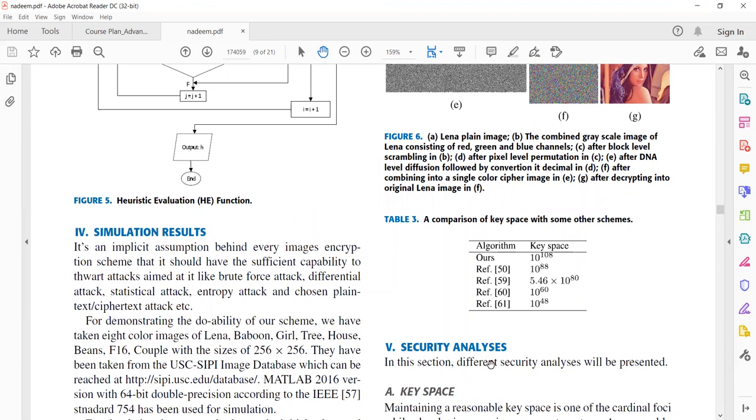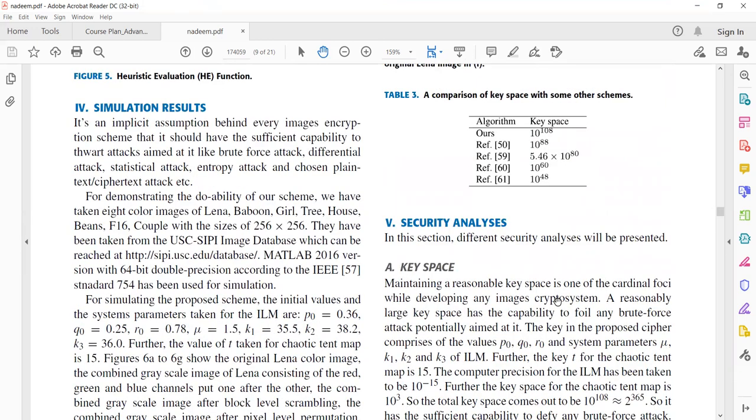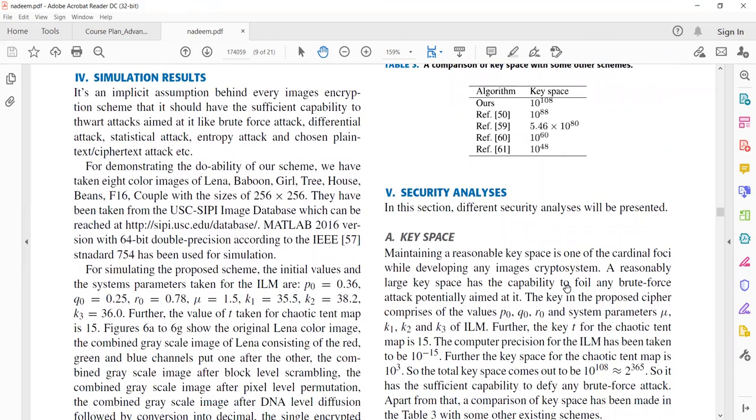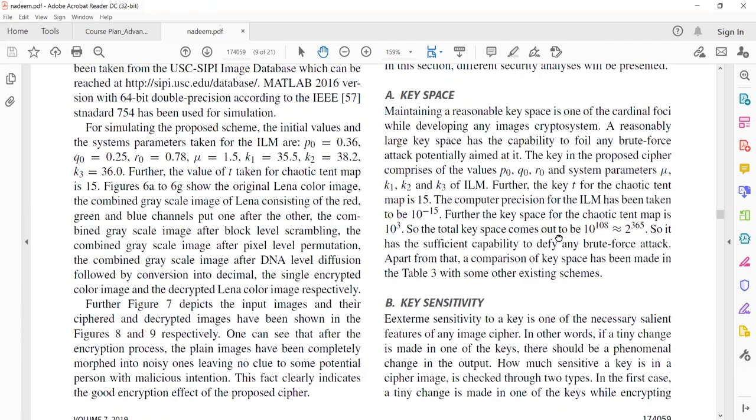Here we are going to do the security analysis through some validation matrix. This is the key space analysis. As we can see, the key space of the proposed algorithm is 10 raised to the power 108, whereas these are the key spaces of different studies which we have chosen from the published works. As we can see, our key space beats all these four key spaces. Hence, we can say that the proposed algorithm is better.